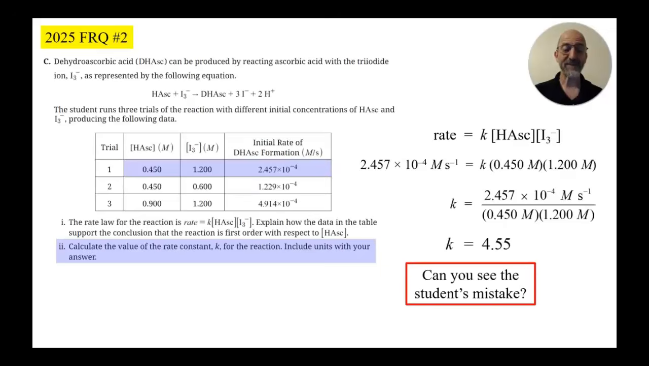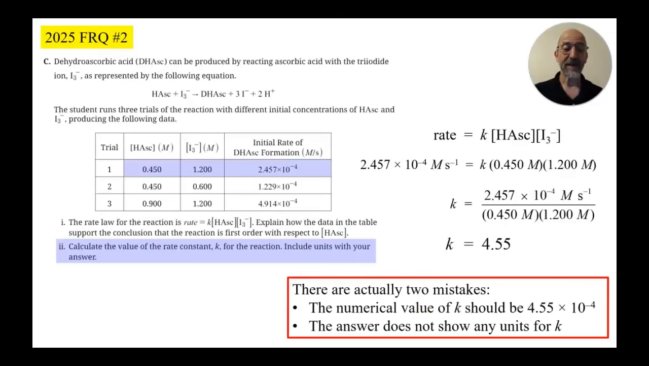Now, what did that student do wrong? Well, first of all, 4.55 is actually not the correct answer. They left off the times 10 to the something power. And there's no units. So there's actually two mistakes with this answer. The numerical value is actually 4.55 times 10 to the negative 4. So that makes the number incorrect, but there are no units.